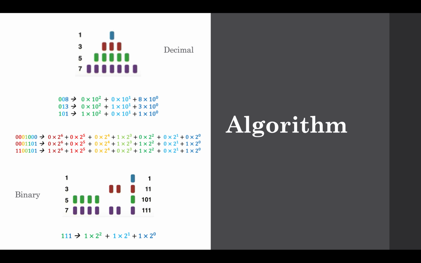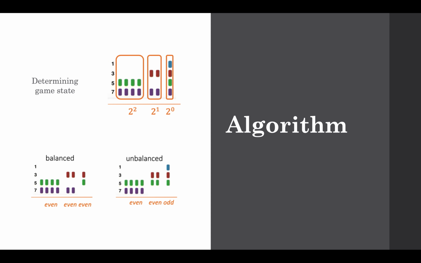Looking at our game, we can easily write down the number of objects in each pile in binary notation by finding the biggest power of 2 that goes into the number. Looking at our purple pile, we can see that 2 to the power of 2 is the biggest power of 2 that goes into 7. With 3 objects left, the largest power of 2 that goes into 3 is 2 to the power of 1, leaving us with 2 to the power of 0 objects left. So we can write this down as 1, 1, 1. And similarly, we can do so with the 3 other piles.